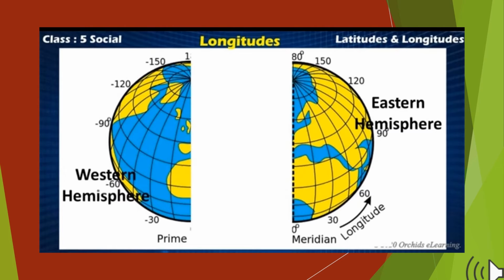There are 360 lines of longitude. They divide the earth into two equal halves, the eastern hemisphere and the western hemisphere. The meridians are drawn at an interval of 1 degree. There are 180 meridians towards the east and 180 meridians towards the west of the prime meridian. The meridian 180 degree E and 180 degree W actually refer to the same meridian, known as the international date line. The eastern hemisphere is ahead in time from the western hemisphere.